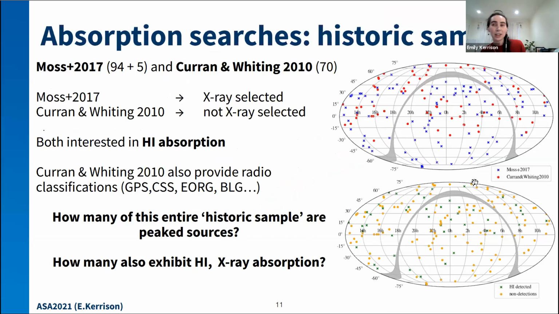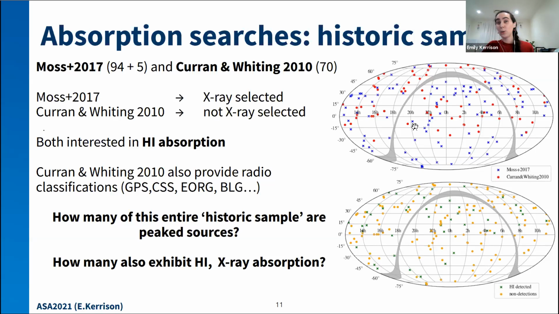So the first thing I've done is I've tried to build my own historic sample. I've taken the sample from Moss, which is made up of 94 historic sources and an additional 5 sources that were searched for H1 absorption for the first time in that paper. And I've added to that 70 sources which were compiled from the literature by Kaur and Whiting in 2010. The reason I've combined these two is that the Moss sample was X-ray selected, whereas the Kaur and Whiting sample wasn't. So this is just another way for me to try and minimize any sort of selection effects that are going on.